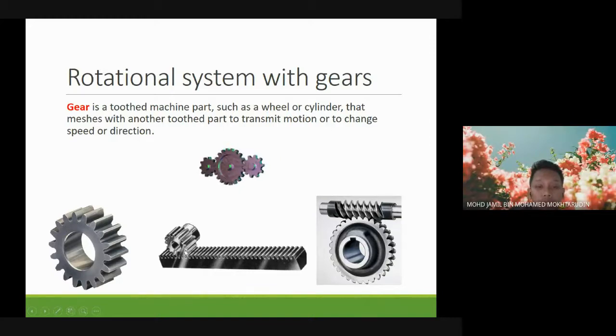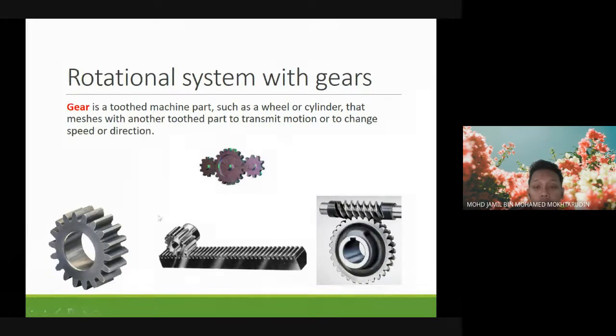We have gears connected with straight gears. Okay, what is the name of this one? I forgot already. And we have gears that are in this form. Okay, so this is a bevel gear.